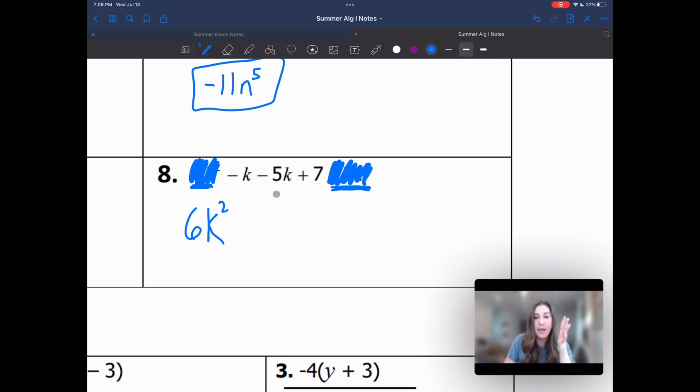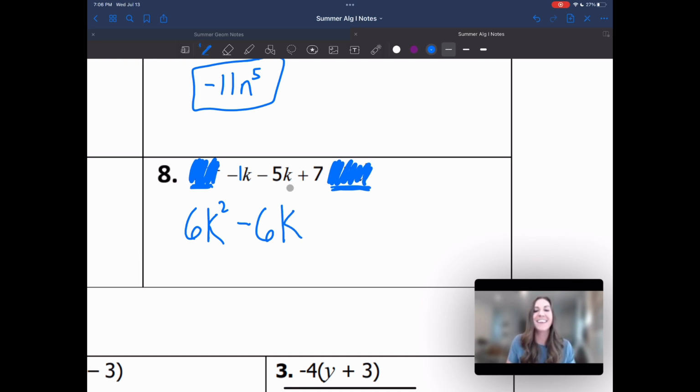Well, we do have a k and a k right here. So be really careful with the signs though. This is like a negative 1k, and if it helps you, put that 1 in front. So a negative 1k minus 5k. So you're doing negative 1 minus 5. I see a lot of errors when it comes to problems like these, but that would combine to give you negative 6k.